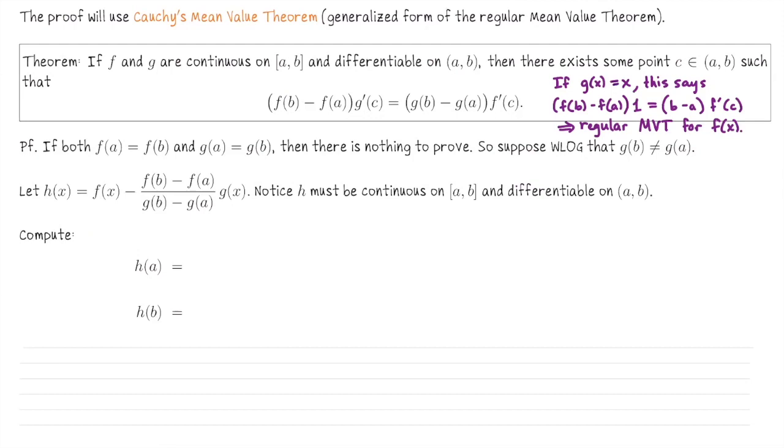Of course, this is a statement for any continuous functions f and g that are differentiable on the interior. So you can't just say, okay, let's have g of x always be x. This is true on a broader class of functions.